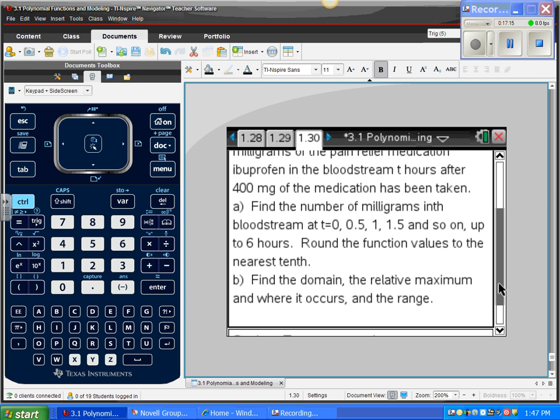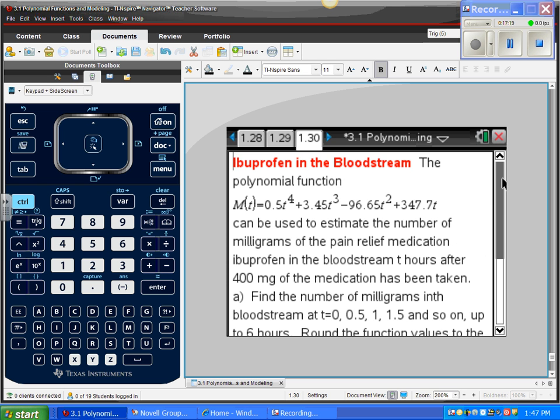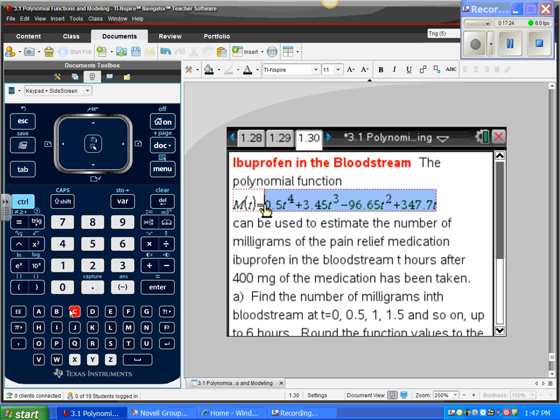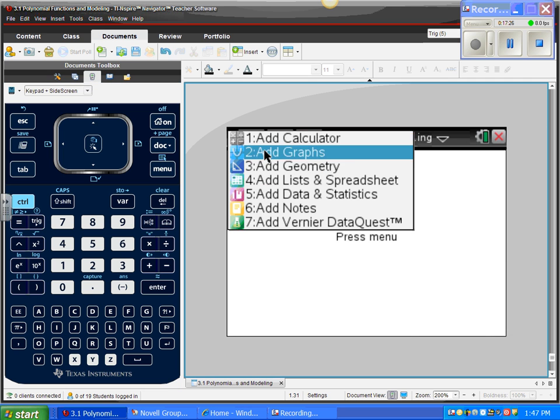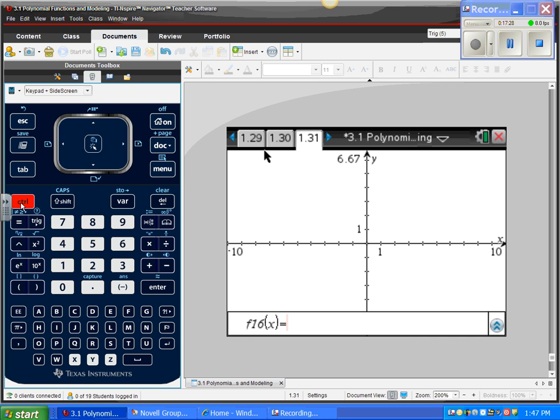So we could do this all by hand, but the simplest way to be able to do this is to look at it graphically, and that's exactly what we're going to do. Okay, so again, I'm going to borrow this. We're going to add in a graph page, and we're going to graph the function.